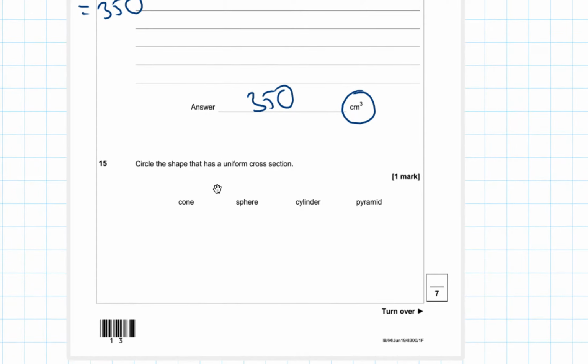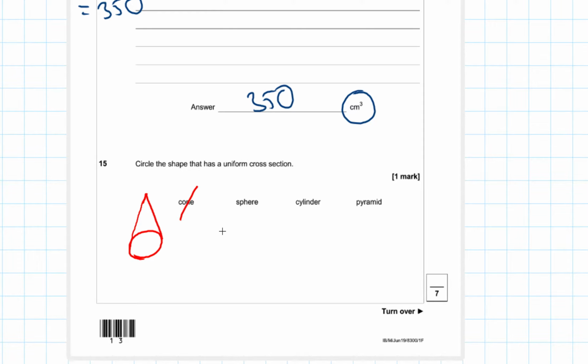Circle the shape that has a uniform cross-section. So a uniform cross-section is something that is consistent all the way through. If we look at a cone, it does not have a uniform cross-section. It starts off with a circle, but then it reaches a point. So we can see that the cross-sectional area gets smaller and smaller until it reaches a point. So it's not a cone.